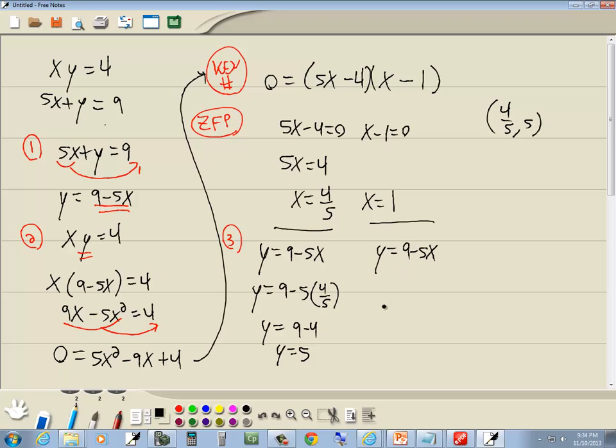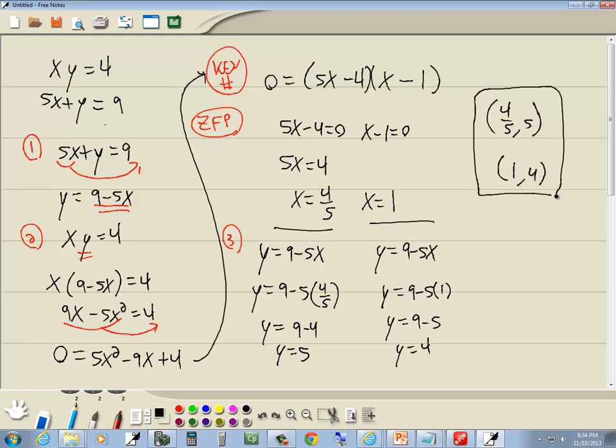This one, I'll plug the 1 in. So I got y = 9 - 5 times 1. y = 9 - 5, which gives us y = 4. So this answer would be (1, 4). And those would be our answers.